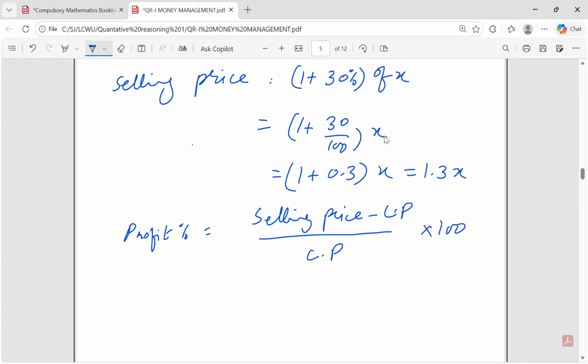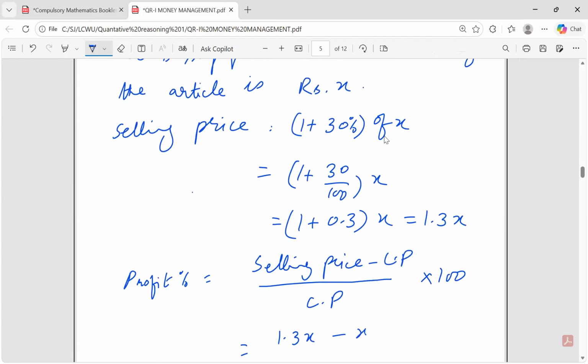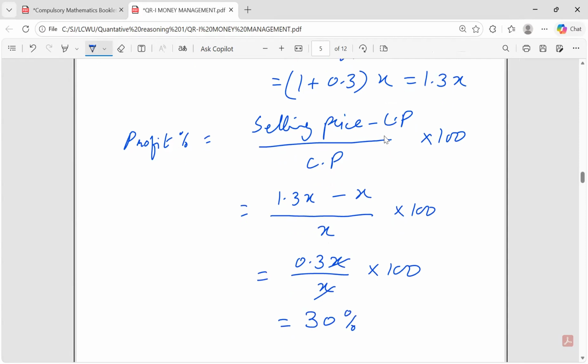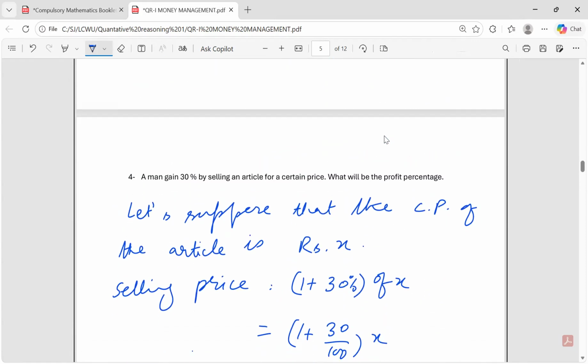Since we need to find the percentage, the selling price is 1.3 times X. The cost price, we have assumed, is X. So this is equal to 1.3X minus X, divided by the cost price, that is X, multiplied by 100. After simplification, you will have 0.3 times X multiplied by 100. X is cancelled with X, and if you multiply 0.3 with 100, you will have 30% as the answer. So the profit percentage is 30%. That's the answer. So it means that the profit percentage is exactly the same as the gain percentage.